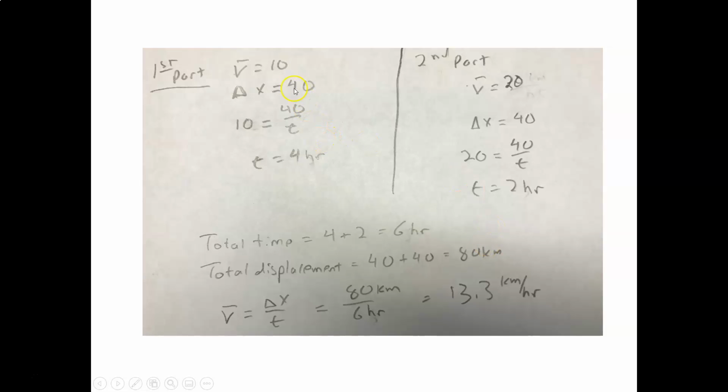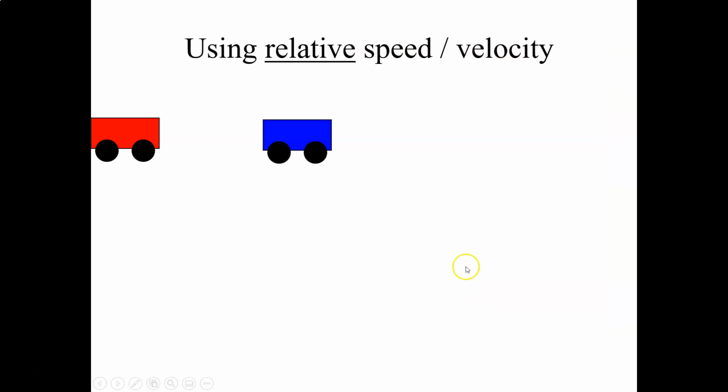You might ask, well, it went 10 kilometers per hour for a little while, and then it went 20 kilometers per hour for a little while. Why is the average velocity not just in between these? Well, it was going 10 kilometers per hour for a longer period of time, which is why the average velocity is closer to 10 than it is to the 20 kilometers per hour. So that's why it's 13.